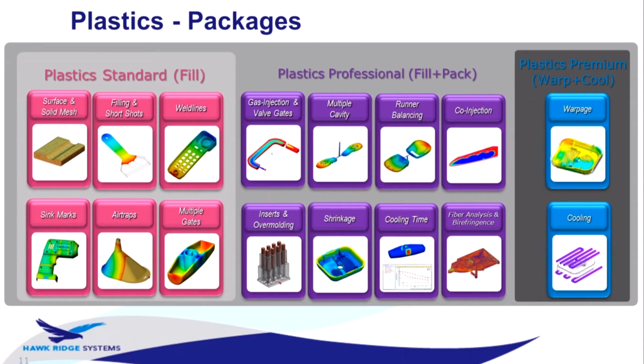One of the key things we can do there is run and balancing. If parts have different volumes and shapes, they're going to fill differently. We want them ideally to fill at exactly the same time, so we fill evenly, and we control the size of our runners and our delivery system to enable that. We also have some advanced analysis and advanced molding types, like co-injection, over-molding, and analyzing fiber directions and things like that.